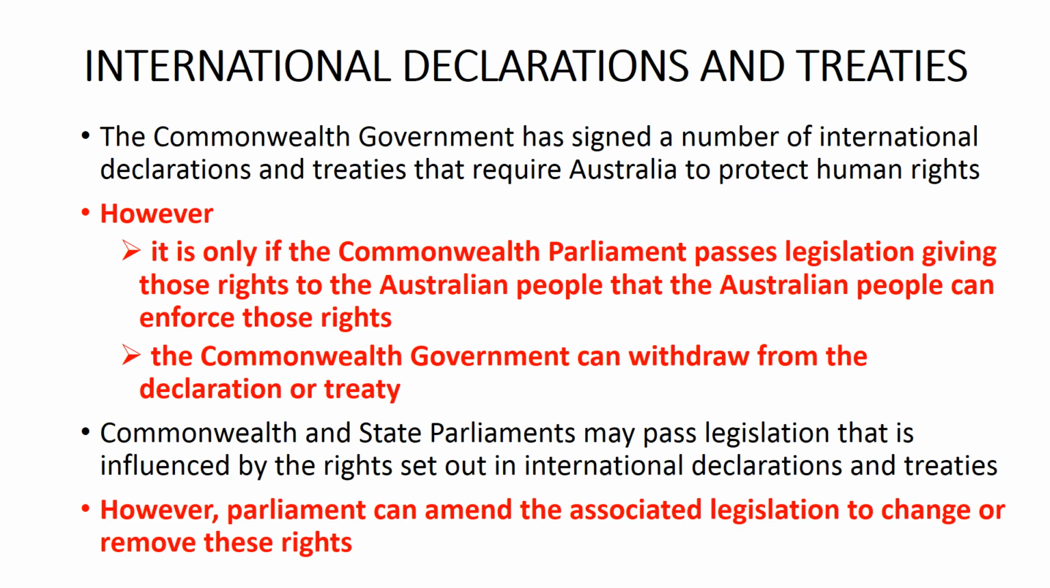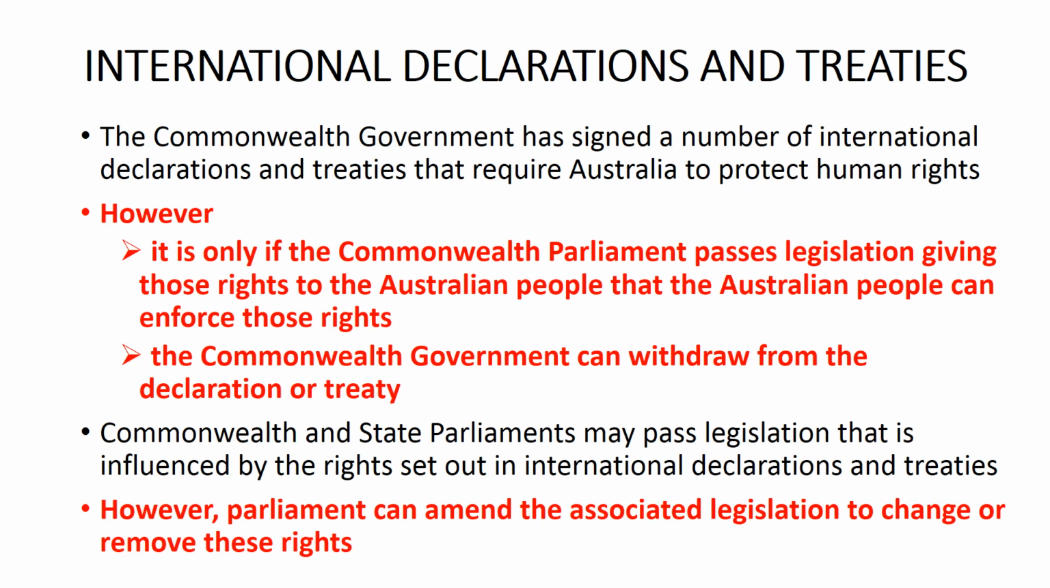Even if the Commonwealth Government doesn't sign an international declaration or treaty, either the Commonwealth Parliament or a state parliament might pass legislation that is influenced by the rights set out in that international declaration or treaty. For example, the Victorian Charter of Human Rights and Responsibilities, which is Victorian legislation, contains a number of rights that are set out in the International Covenant on Civil and Political Rights. We've already looked at those.